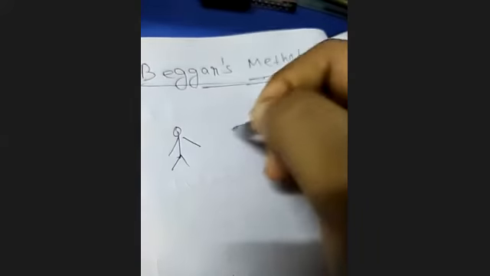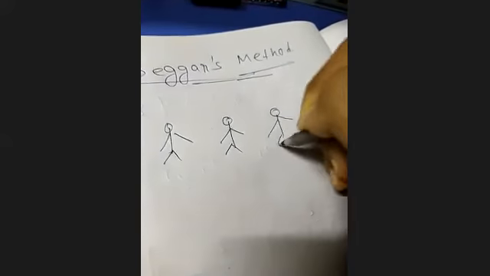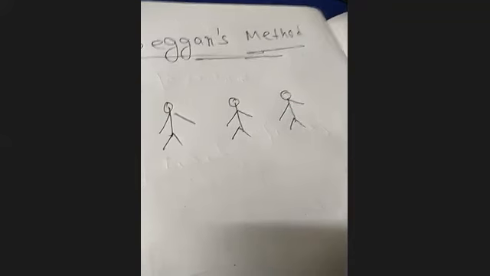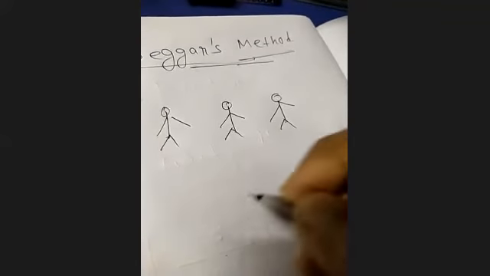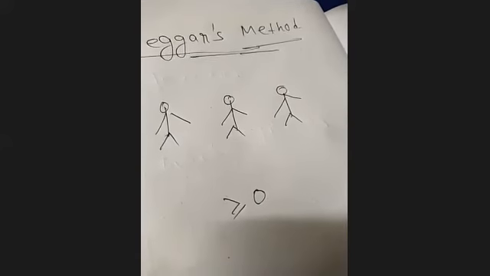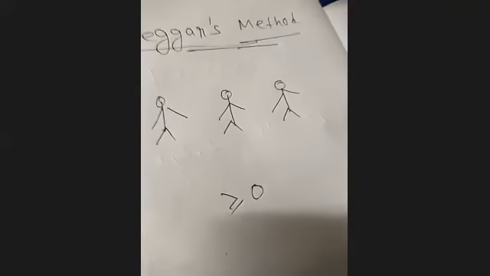Okay, Beggar's method. So what does Beggar's method actually tell? Suppose there are 3 beggars. This is the first beggar, second beggar. Maybe my drawing is not that good. So 3 beggars are there, and you have to give everyone an amount that is greater than or equal to 0. Clear?